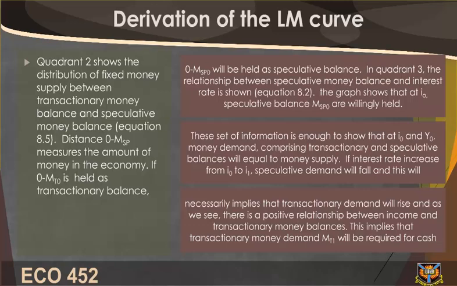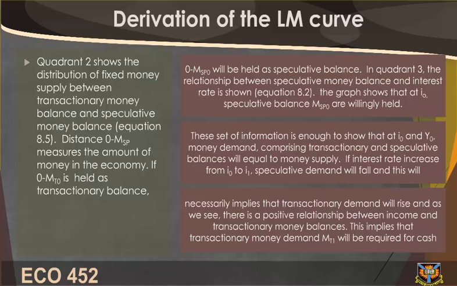If 0 minus MTO is held as transactional balance, 0 minus MSP0 will be held as speculative balance. In quadrant 3, the relationship between speculative money balance and interest rate is shown. Equation 8.2, the graph shows that at speculative balance, MSP0 are willingly held. This set of information is enough to show that at I0 and Y0, money demand comprising transactional and speculative balances will equal money supply.